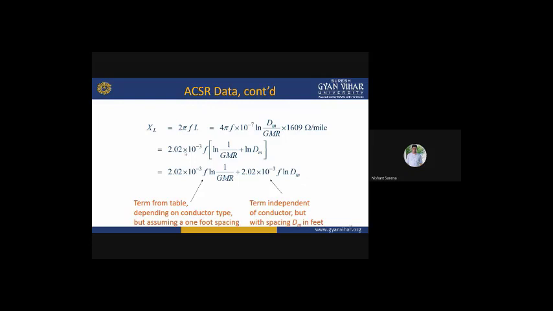Data for the line reactance has been given to you; from the table we can calculate XL, which comes to be 2.02 into 10 to the power minus 3 times frequency times log of 1 upon GMR, plus 2.02 into 10 to the power minus 3 times frequency times log of DM. The terms with F are used from the tables, depending on the conductor type, whether it's a flicker or some other category. But assuming a 1 foot spacing is mandatory for all. The second term is independent of the conductor, but depends on the spacing DM in feet, which is given.